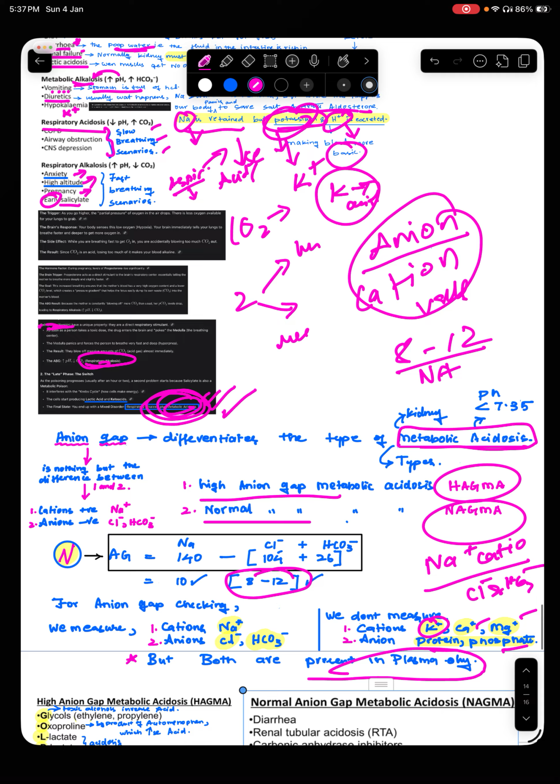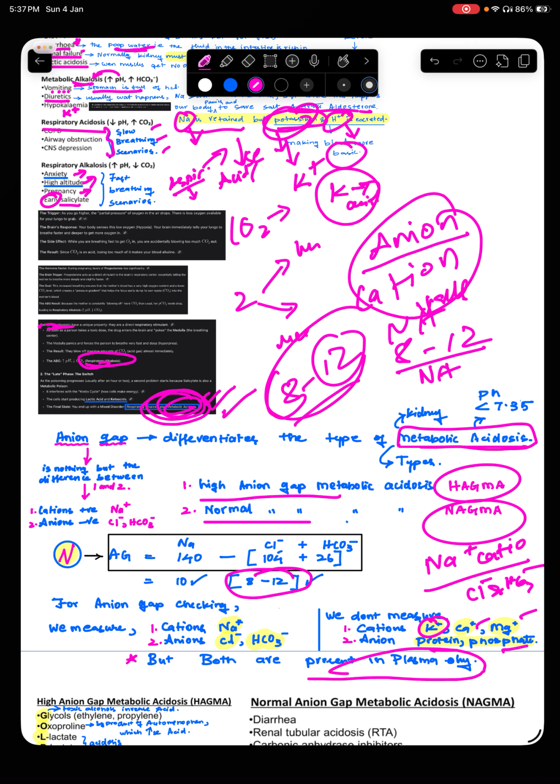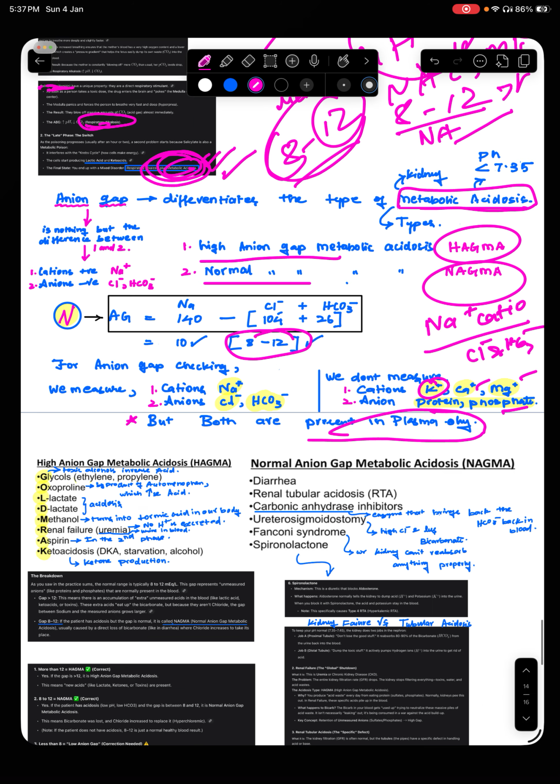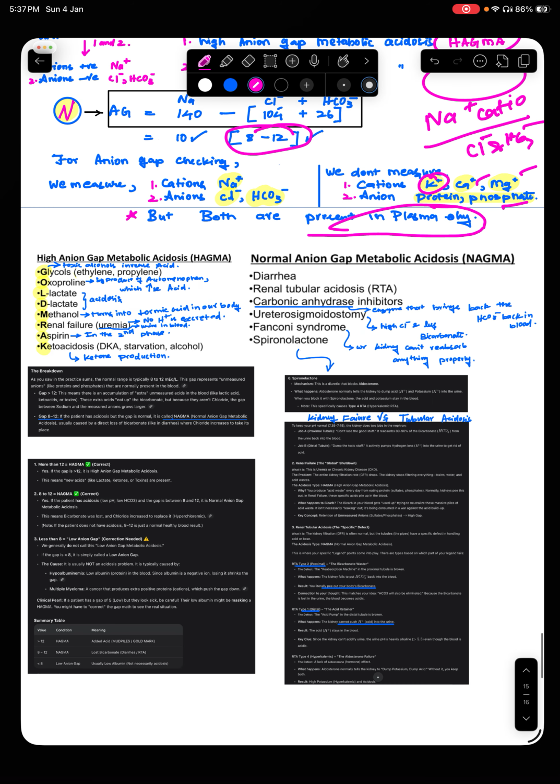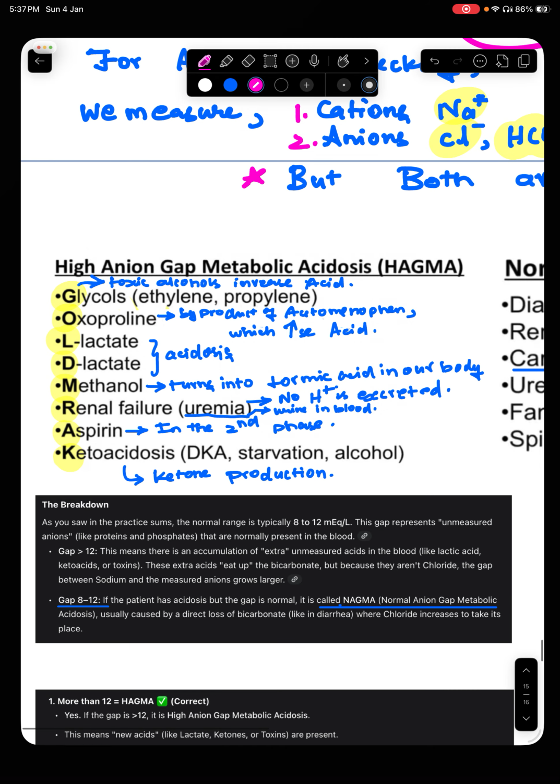Very important, guys. Normal value is 8 to 12. Okay, 8 to 12 is normal anion gap metabolic acidosis, NAGMA. More than 12, it is high anion gap metabolic acidosis. Keep that in mind. Next, this high anion gap metabolic acidosis, it is seen in GOLDMARK, guys, it is the mnemonic.